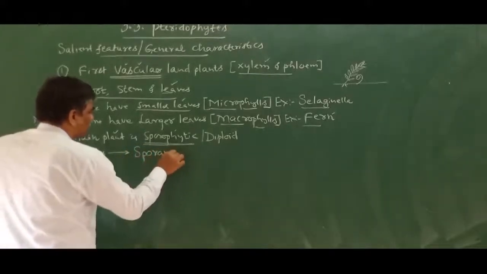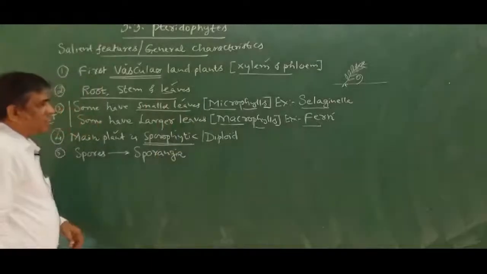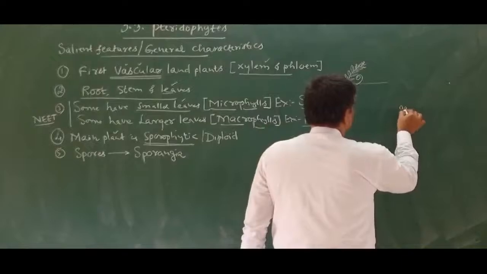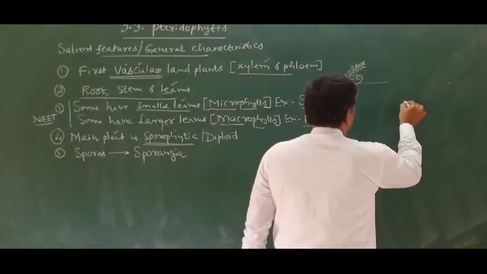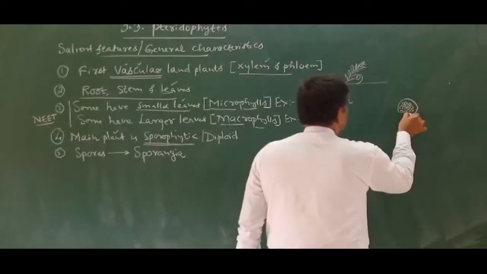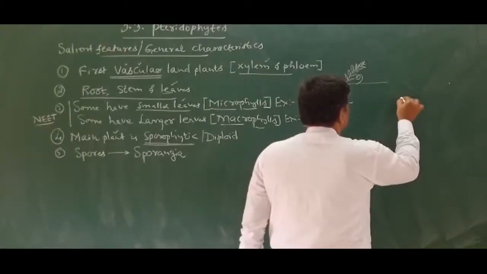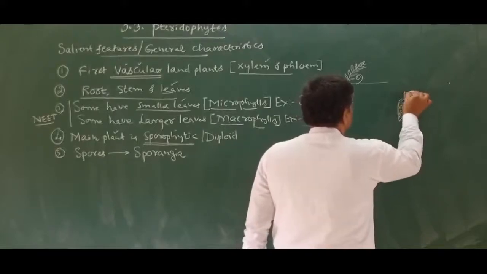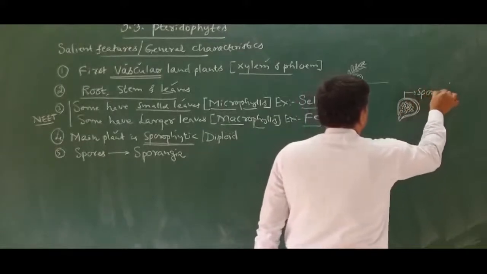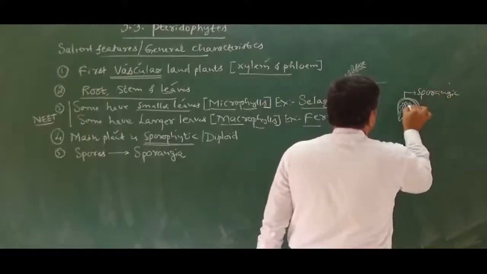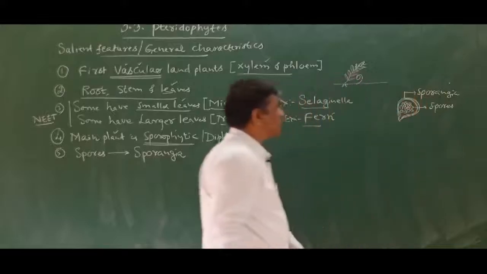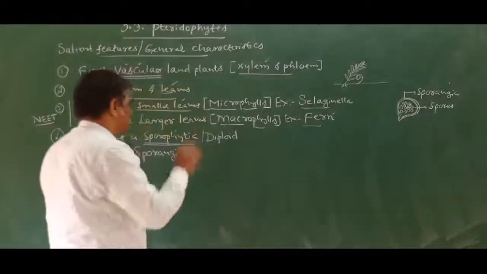sporangia. Spores are produced in a structure known as sporangia. They produce a large number of spores. Microscopic reproductive units are called spores, and these spores are produced in a structure known as sporangia. So these are the structures which can produce spores. This is called sporangia, a bag-shaped structure in which a large number of spores are produced.